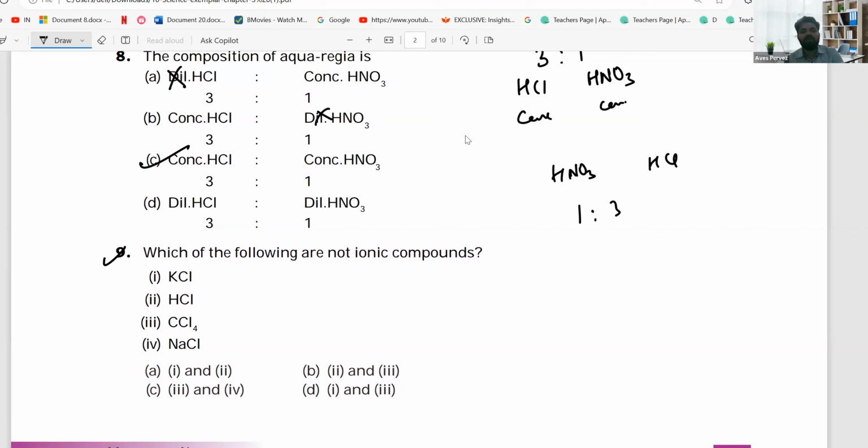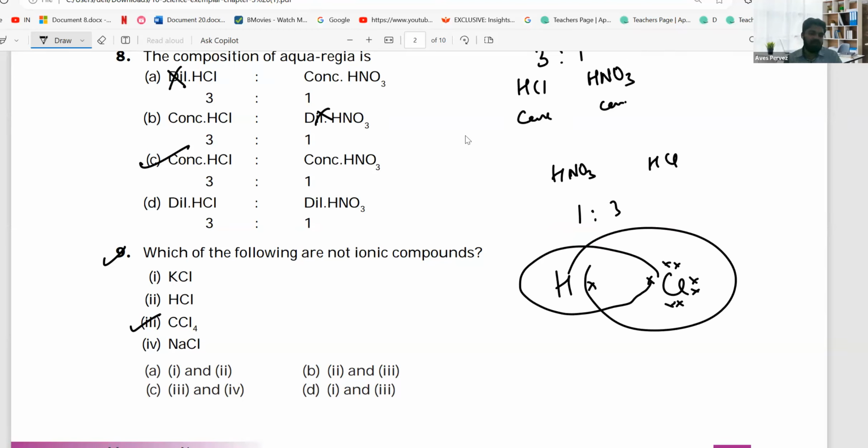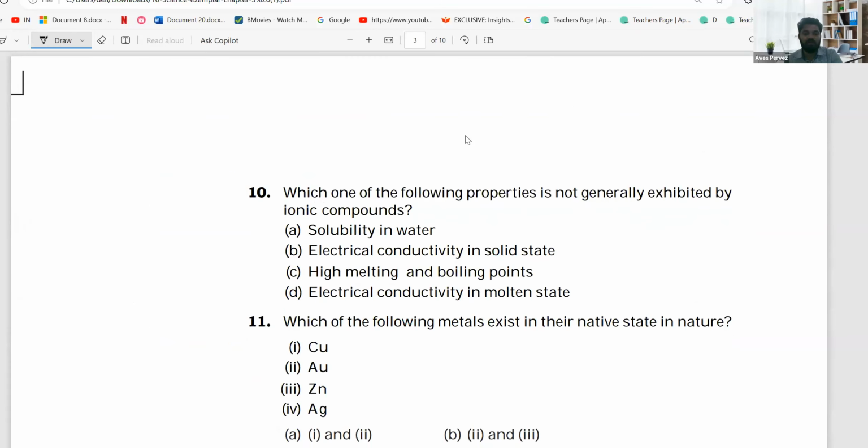Which of the following is not an ionic compound? CCl4, and HCl is also not an ionic compound. Hydrochloric acid, HCl. If hydrogen gives its electron, it will become zero, which is not stable. It needs two electrons in its outer shell, so it will not donate its electron, it will share. And sharing bond is called covalent bond. It is not an ionic bond, so it will share in order to have a duplet, two electrons. Between non-metal and non-metal, we generally have a covalent bond. This is not an ionic compound.